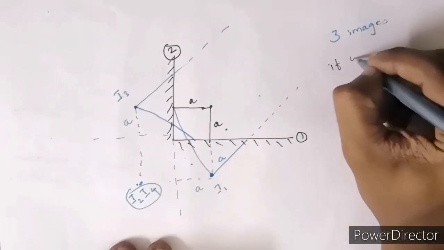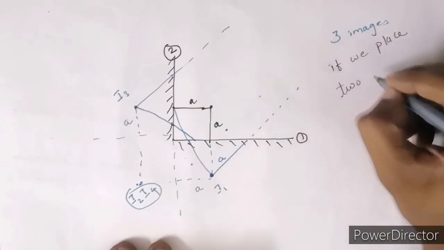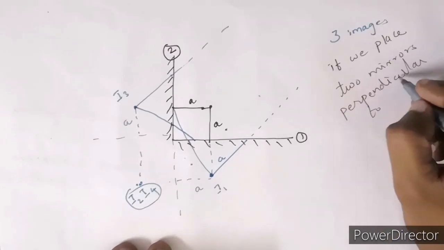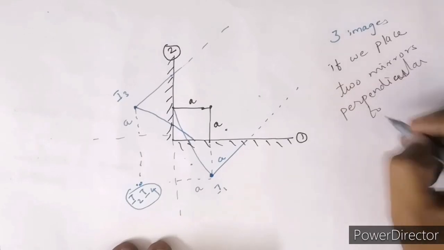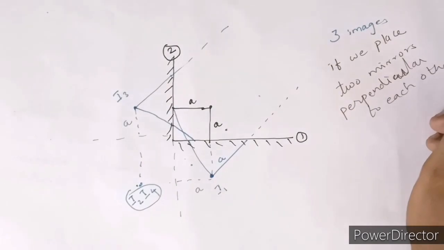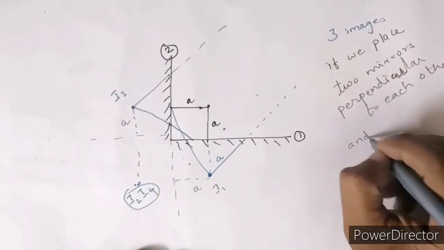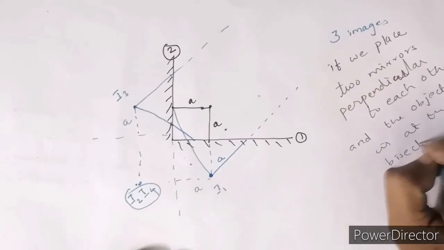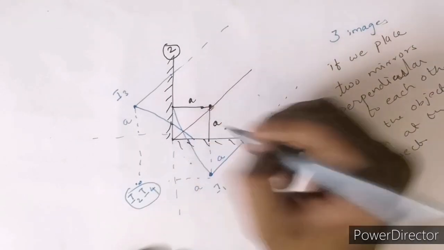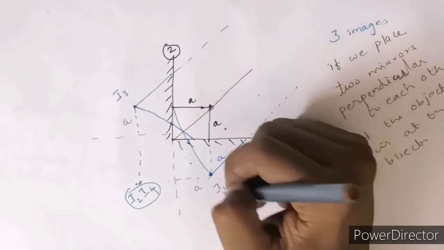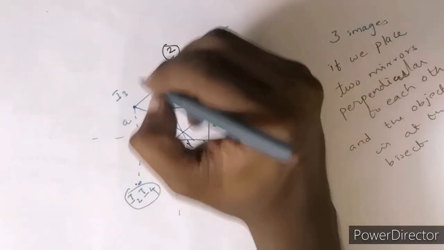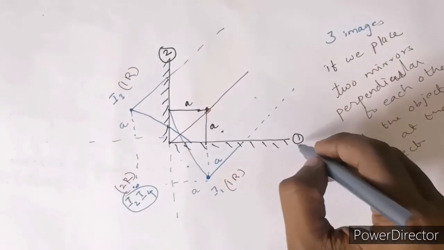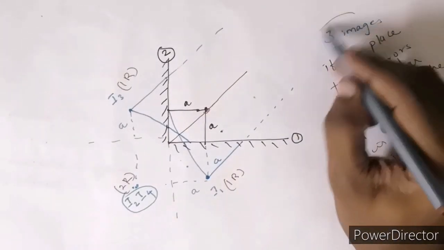if we place 2 mirrors perpendicular to each other, and the object is at the bisector. So here you have the object, placed exactly at the bisector. According to this, this image is produced because of one reflection. This image is also produced because of one reflection, but this image is produced because of 2 reflections, from mirror 1 and mirror 2. So we are getting 3 images in this case.